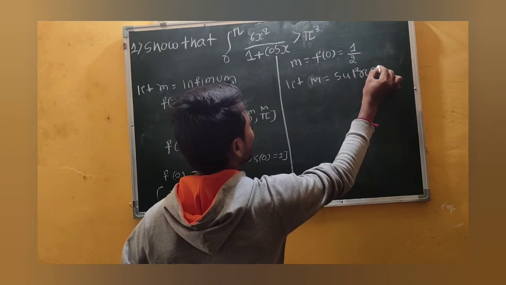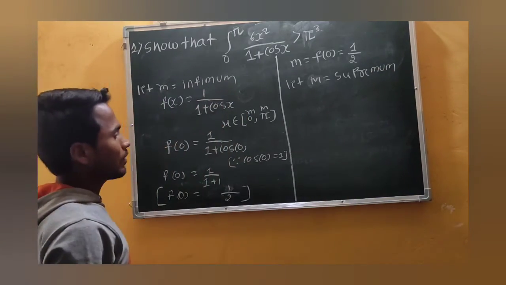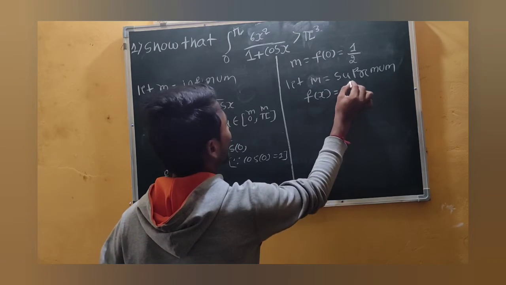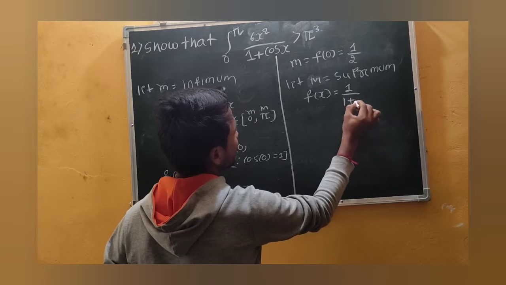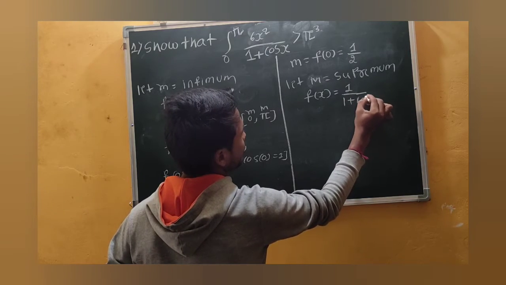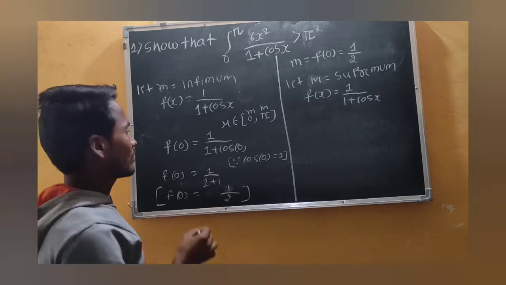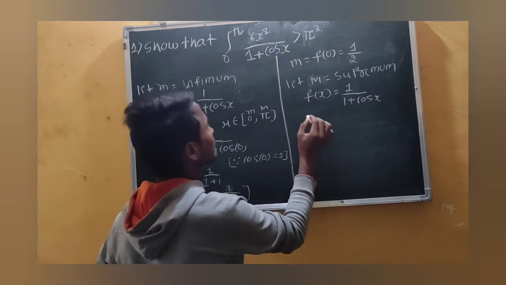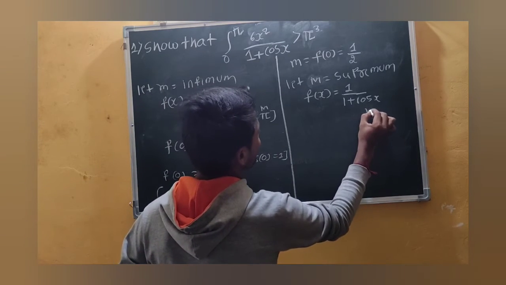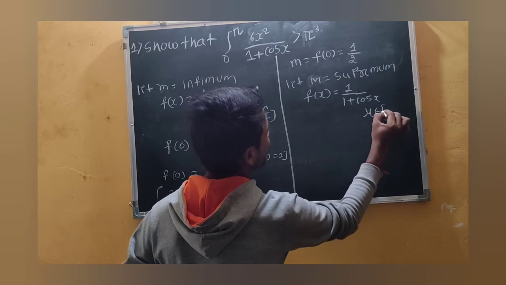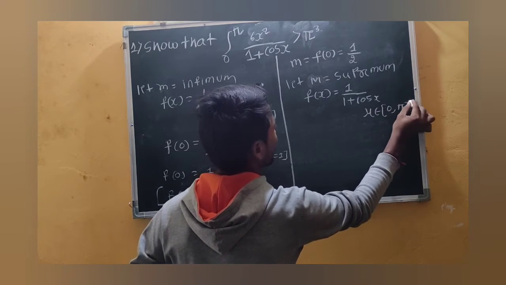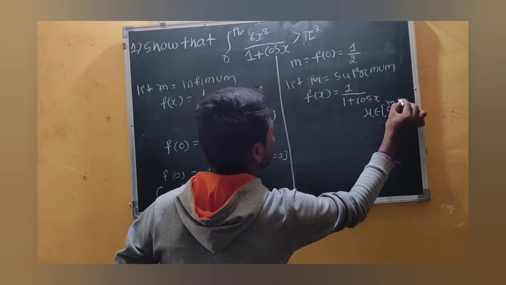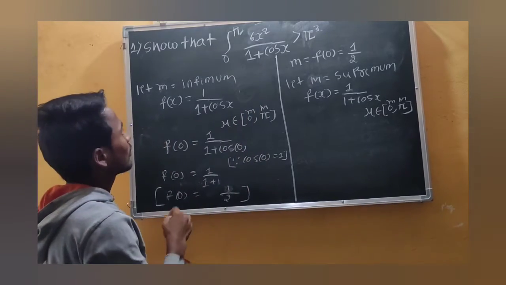Capital M equal to the supremum. How do we write this capital M? Given f of x equal to 1 divided by 1 plus cos x, for the infimum we put 0, and for the supremum we take pi, where x belongs to 0 comma pi. Capital M is the supremum, small m is the infimum.